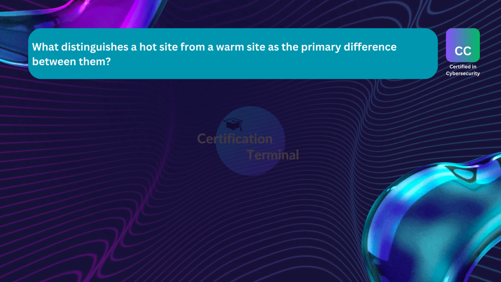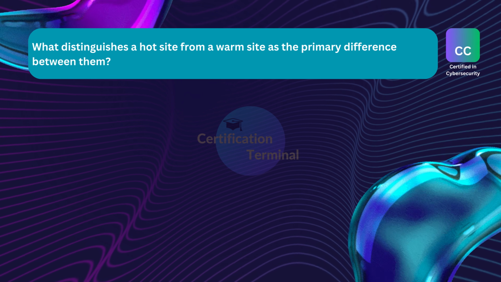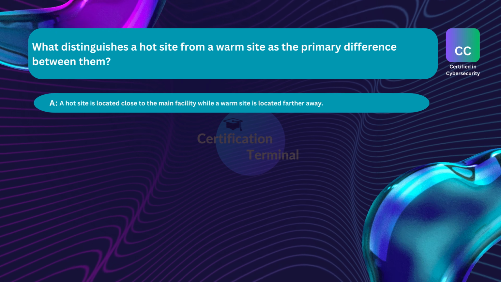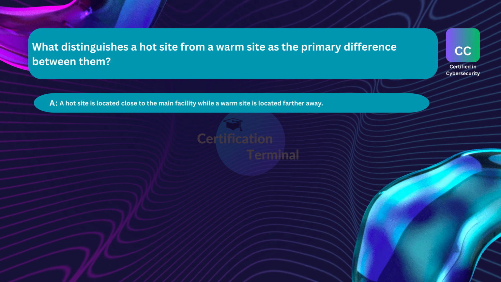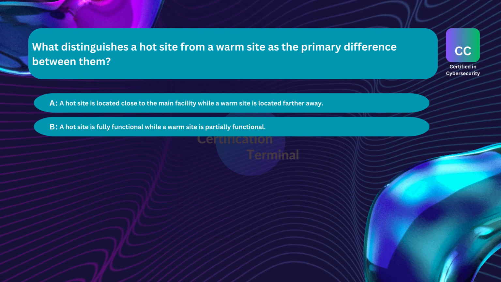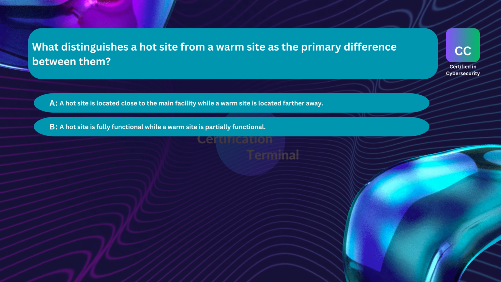Question number 13. What distinguishes a hot site from a warm site as the primary difference between them? Option A, a hot site is located close to the main facility while a warm site is located farther away. Option B, a hot site is fully functional while a warm site is partially functional.